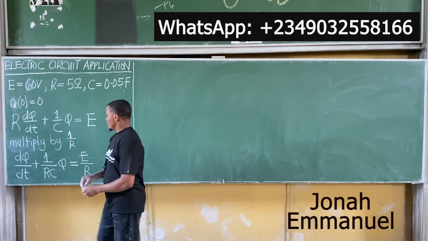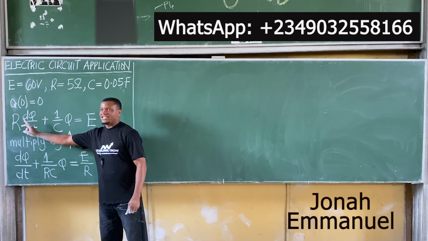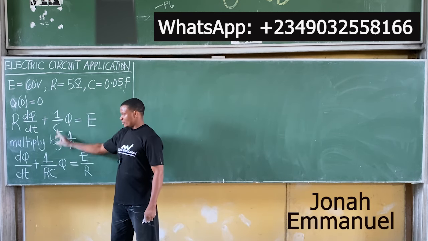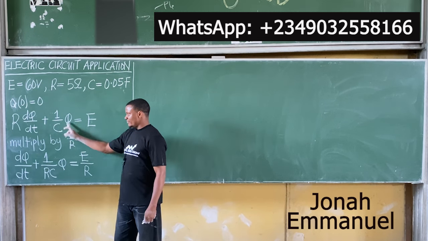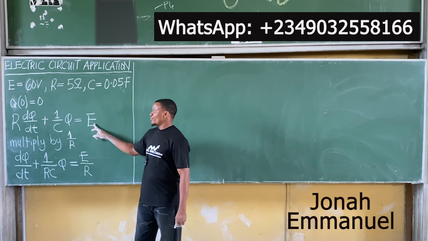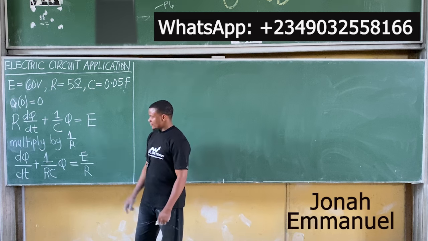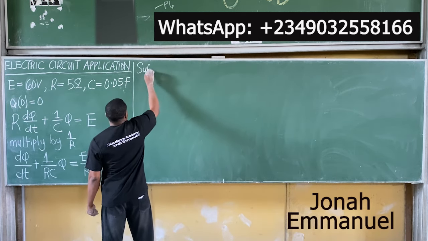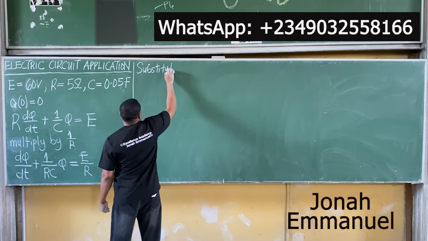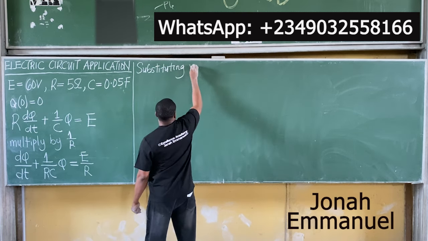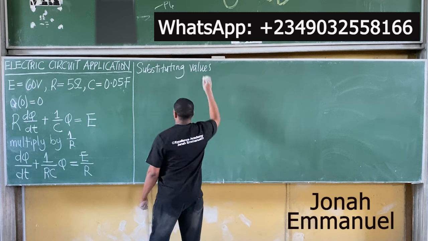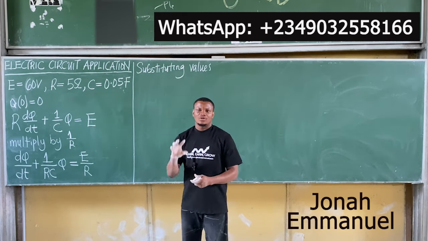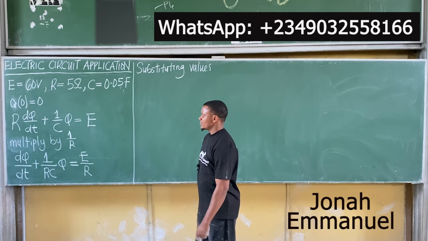So just simply take your time, multiply each of these by 1 over R. This by 1 over R cancels this, you have this. Multiply this by 1 over R: 1 times 1 is 1, R times C is RC. Bring down the Q. It's equal to, multiplying by 1 over R, E over R. So we have this. Let's substitute values. If you want, you can solve without values and then substitute at the end, but that makes the thing look complex. So let's just substitute at once.